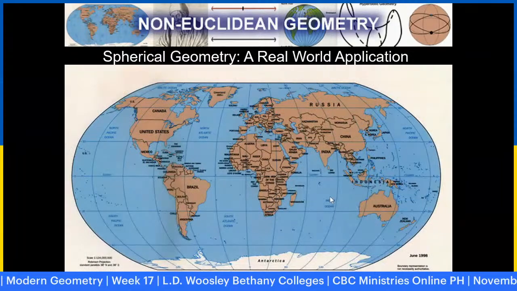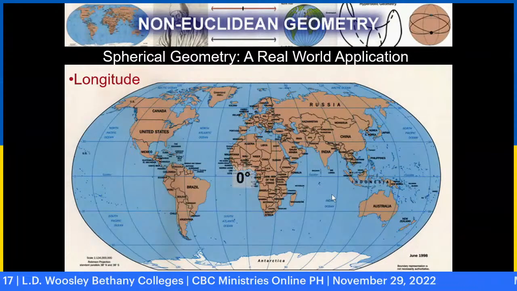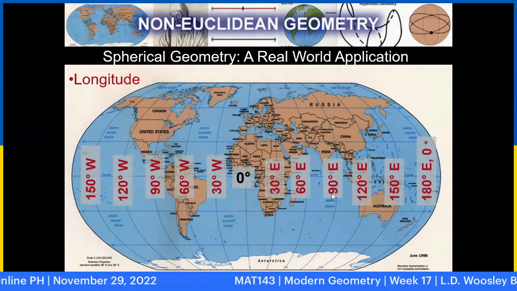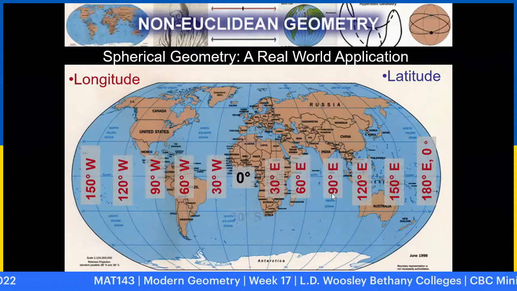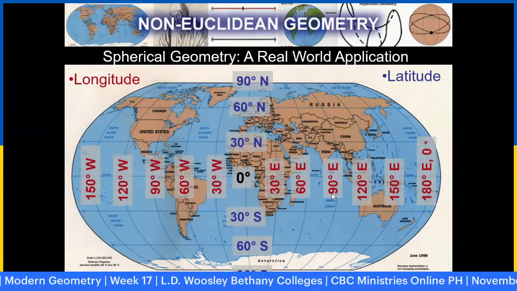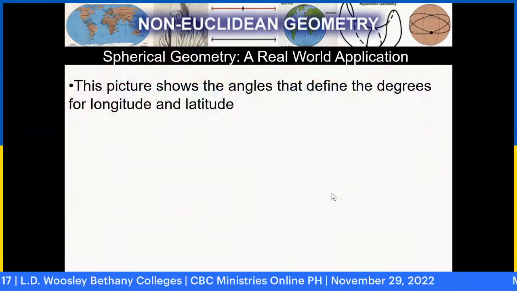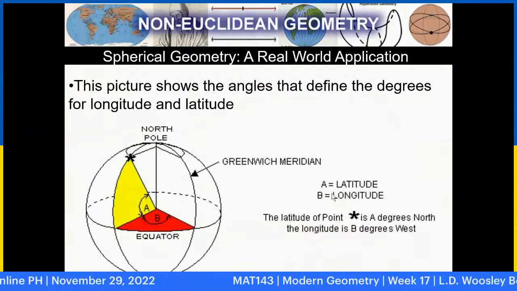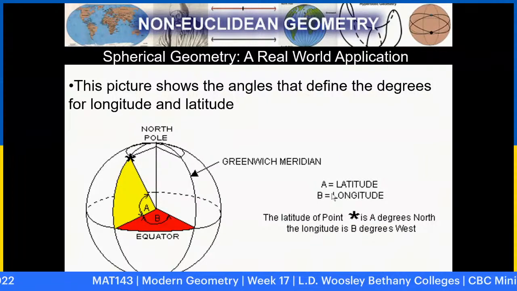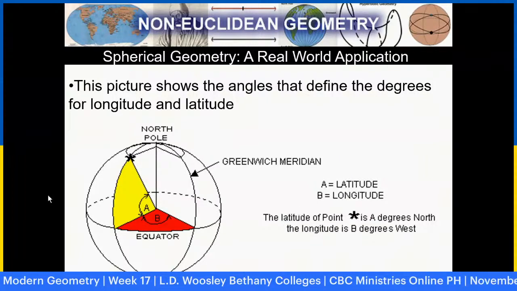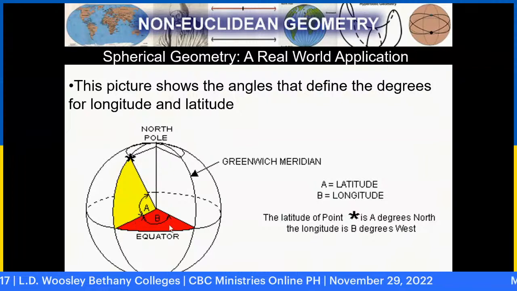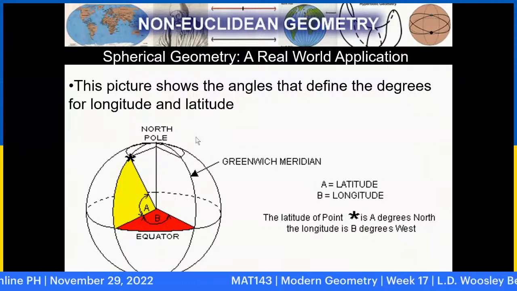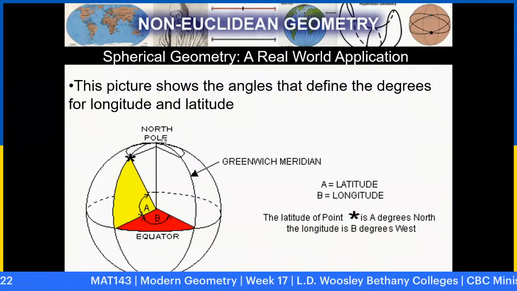Okay, so these are other applications. We have the longitude, which becomes a curve when plotted on a globe. Latitude, no? So we have here parallels. This picture shows the angle that defines the degrees for latitude and longitude. With respect to the center, the equator, or the Greenwich meridian. So it will form the Greenwich meridian.